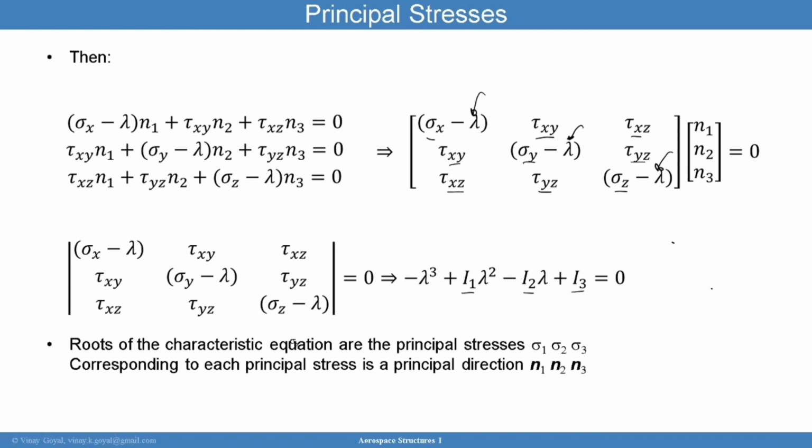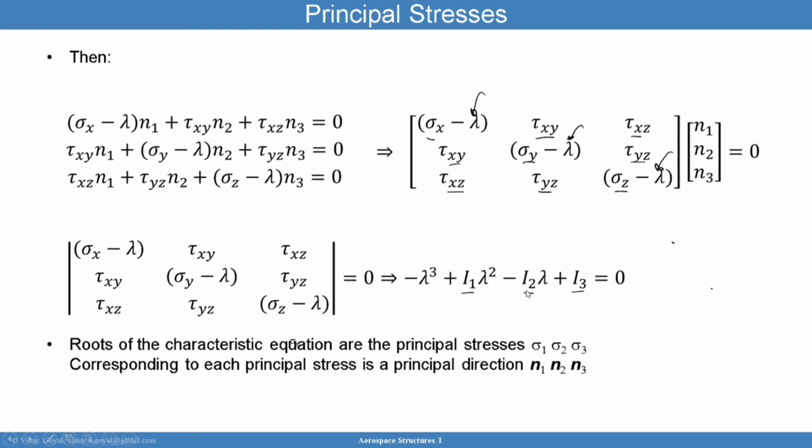I have to have a non-zero unit vector that works. And so, therefore, the determinant of this matrix has to be equal to 0. Okay? And you can do this in MATLAB. You can find the determinant. When you find the determinant, you'll find a characteristic equation as a function of this lambda that's unknown.